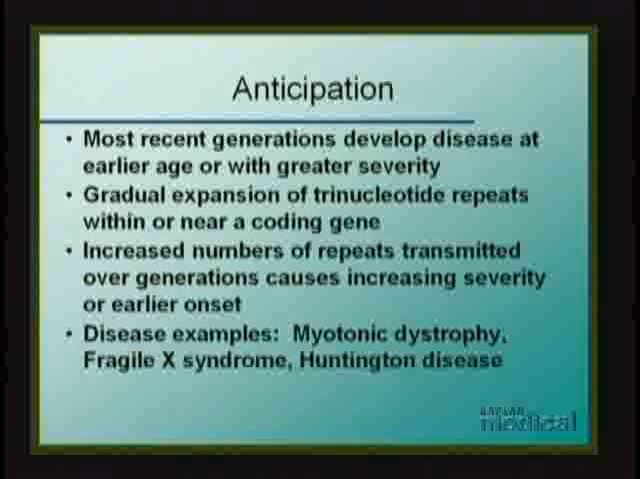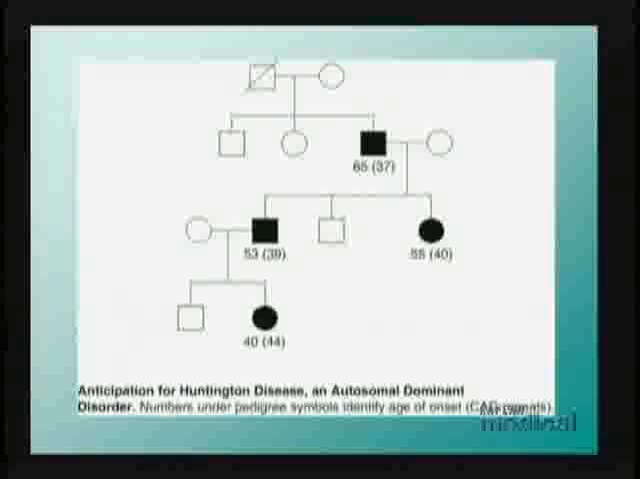And again, the most common examples of anticipation caused by trinucleotide repeat expansion are myotonic dystrophy, Fragile X syndrome, and Huntington's disease. Here is a pedigree, an example of a pedigree showing anticipation for Huntington's disease. Huntington's disease is autosomal dominant, and if you look through this pedigree, what you will see is for each of the affected individuals, the first number shown under those affected individuals is the age at which their symptoms first appeared.